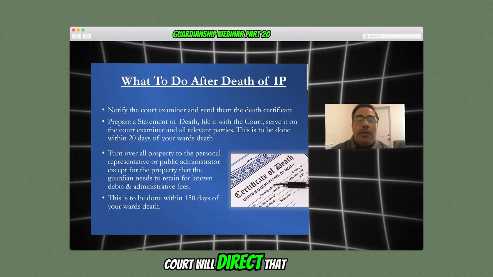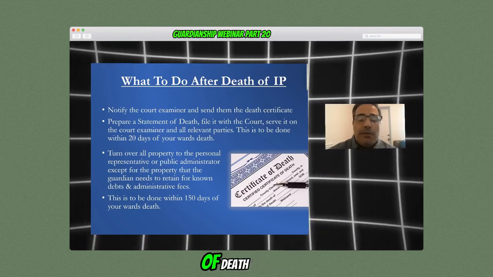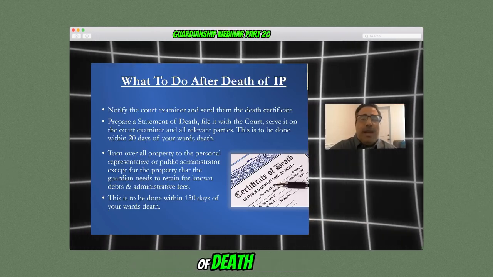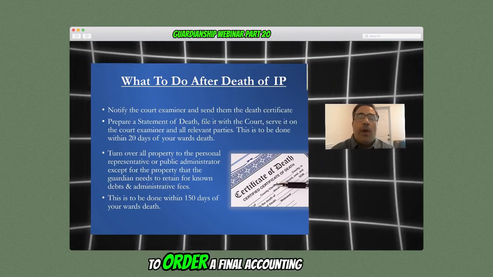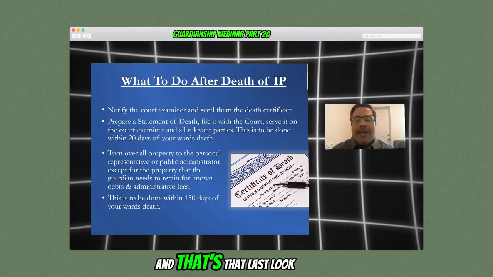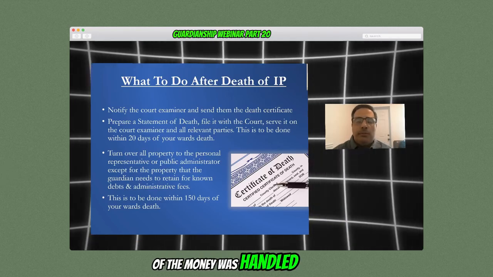And the court will direct that within 150 days of that document, it's actually called a notice of death. The person prepares a statement of death, and the notice of death is the document that triggers the court to order a final accounting. And that's that last look, the last observance of the court to make sure that all of the money was handled.